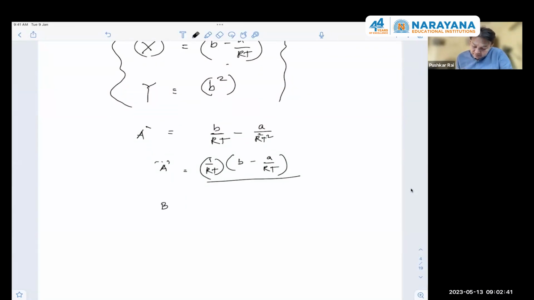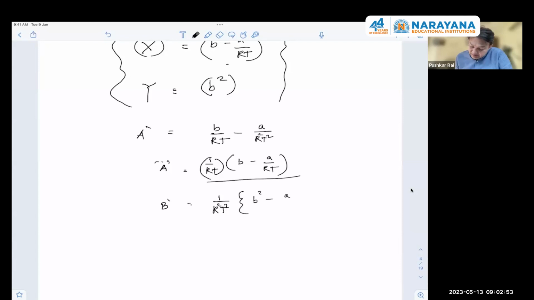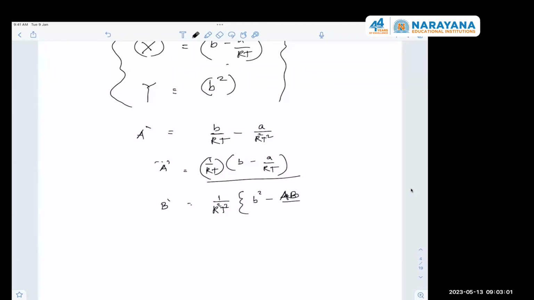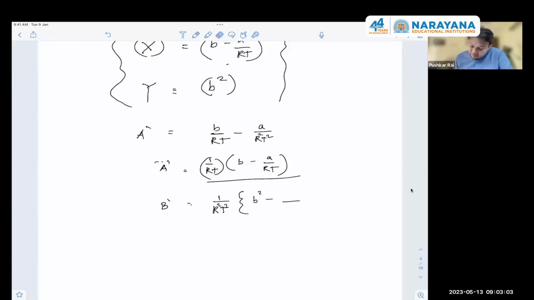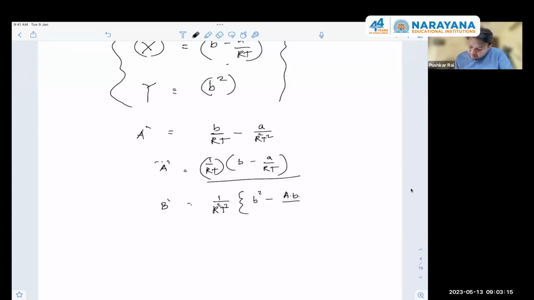You'll also get this B dash. 1 by R square T square into B square minus capital AB, plus capital A by RT. B square minus capital AB upon capital AB. Yes, sir, the small b one. B is a small one. Upon RT. No, just that much. Just plus this. Plus A capital A by RT.